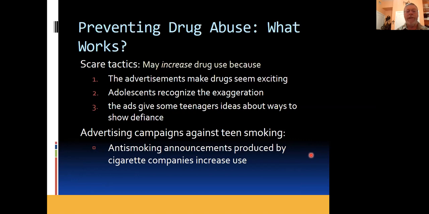It hasn't been particularly successful. In fact, with advertising campaigns that had anti-smoking announcements produced by cigarette companies, they found that those actually increased the rates of teen smoking rather than decreasing them. I guess the thinking is, the company that makes the cigarettes is so nice to put out something warning you, then they must be nice people and the product must be nice, I guess.